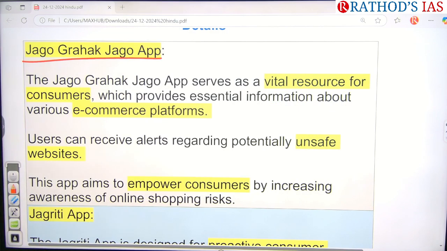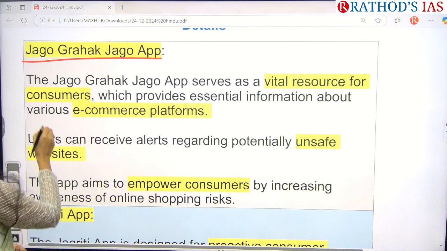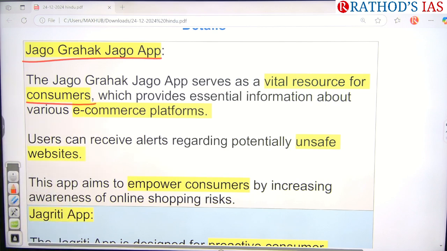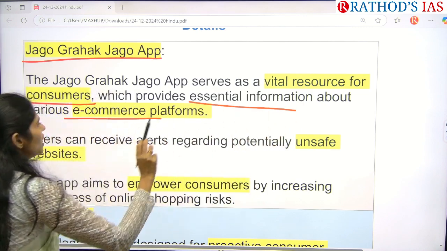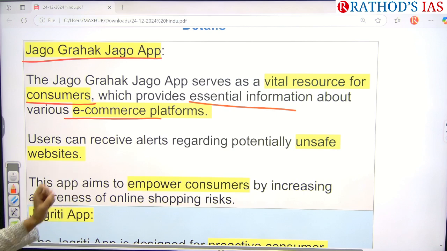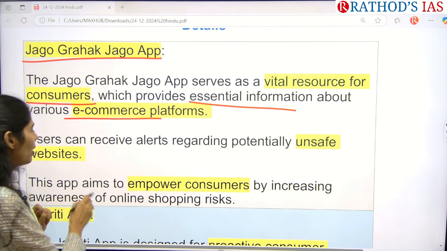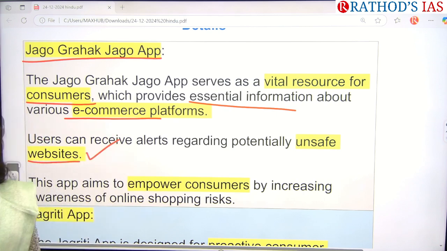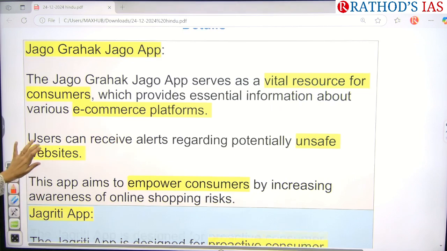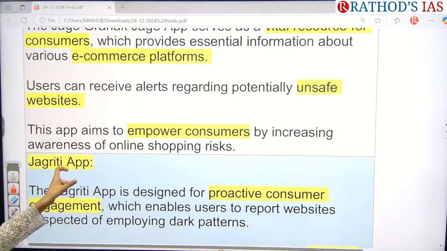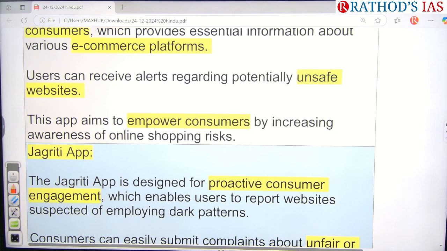So this app will be acting as a vital resource for consumers, providing essential information about various e-commerce platforms, and it will also give alerts about unsafe websites where they are going for buying or selling of their produce. The important aim of this app is to empower consumers so that they get to know about online shopping risks. So this is about this app.